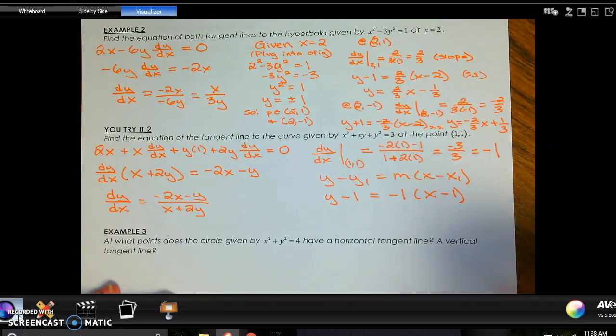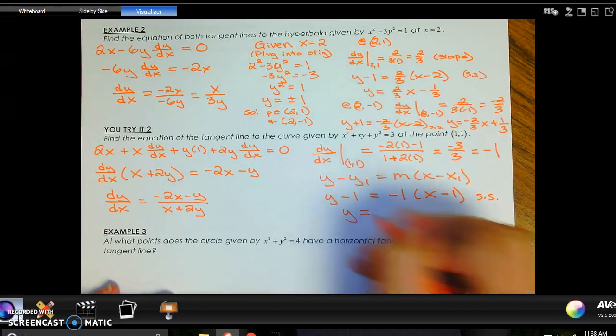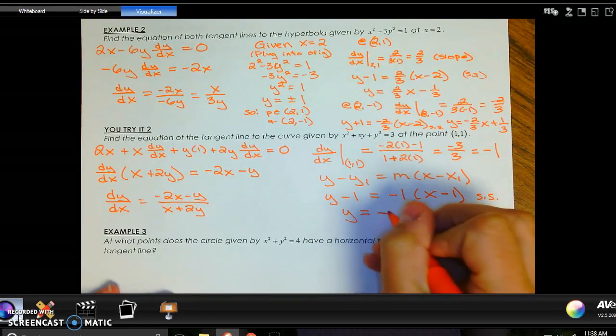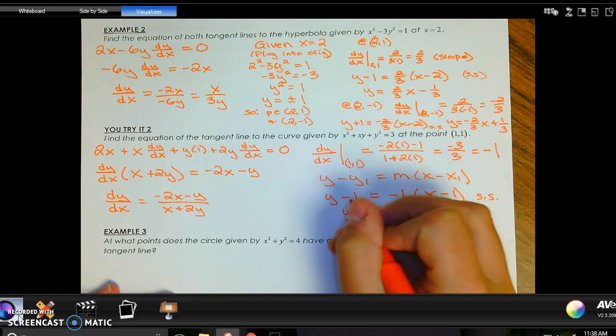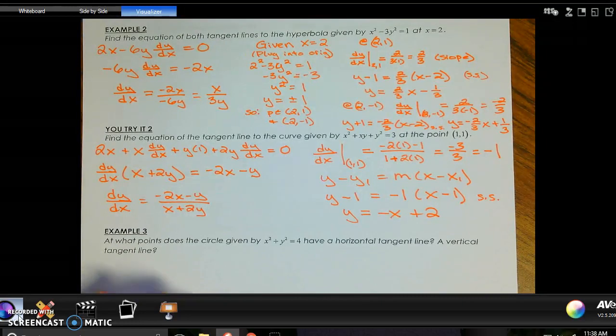So there is what I call your safe stop. That would get you full credit on the AP exam. But if it is a multiple choice question, you're going to want to distribute. So that would give me a negative x, and that'd be a plus 1, and then another plus 1, so that would be a plus 2 is my final answer on that.